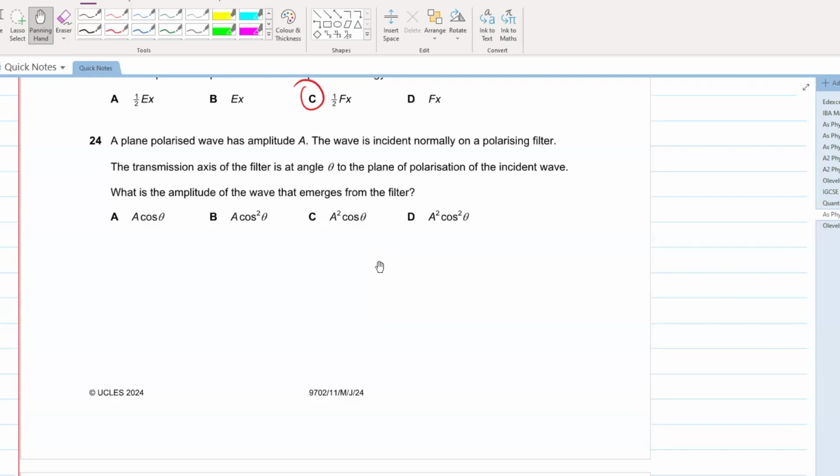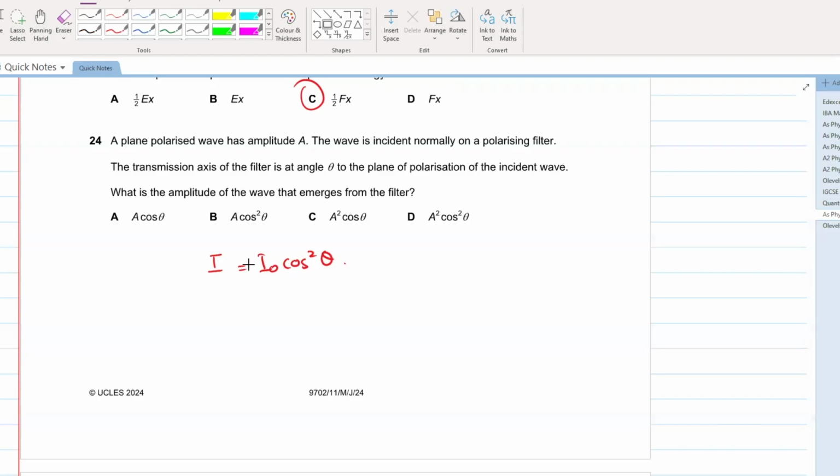Whenever we study polarization, we study two formulas. What are those two formulas? Whenever we study polarization, बेटा एक हम फॉर्मूला पढ़ते हैं इंटेंसिटी के लिए. What is that formula for intensity? I is equal to I naught cos square theta. This is the formula for intensities.